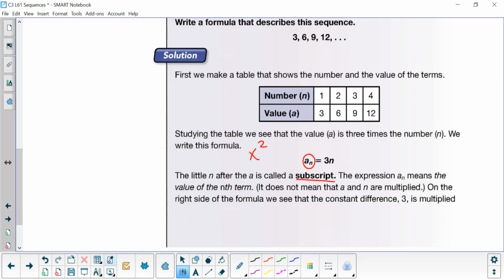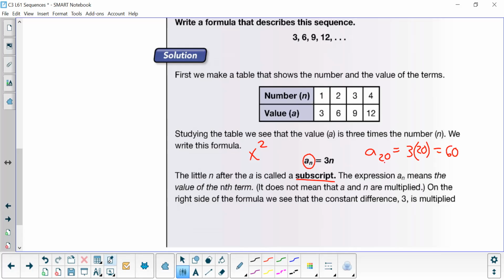What this means is we're looking for the value of the nth term. Whatever number I put in for n, I'm looking for that value because remember, a equals value. So if I would put in, like we were talking about before, I want the value of the 20th term, then I put in my formula, and whatever number is here, I put in place of my n in my formula. So if my 20th term is what I'm looking for, I multiply 3 times 20, and obviously that is 60.